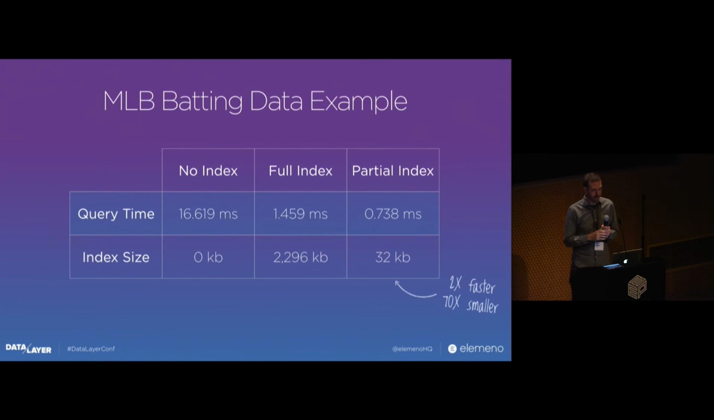So if we compare these side by side, we can see that no index is just generally a bad idea. But comparing the partial index to a full index, we see a speed increase of 2 times, so it's 2 times faster, but more importantly, it's 70 times smaller. So in this exact example, we could fit 70 partial indexes in the same amount of space that we fit 1 full index. This becomes really important on hosted platforms where we're memory restricted or where memory is a precious resource. We want our indexes to be as small as possible. So this is a huge win in this case.